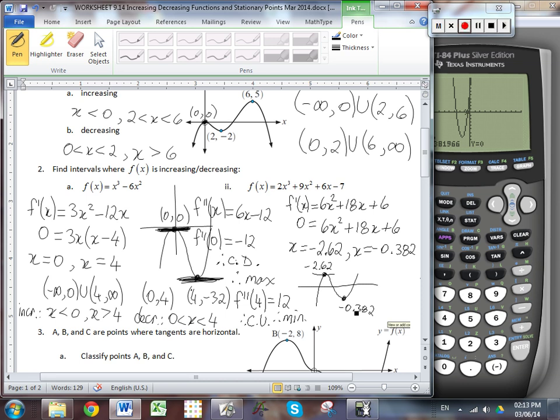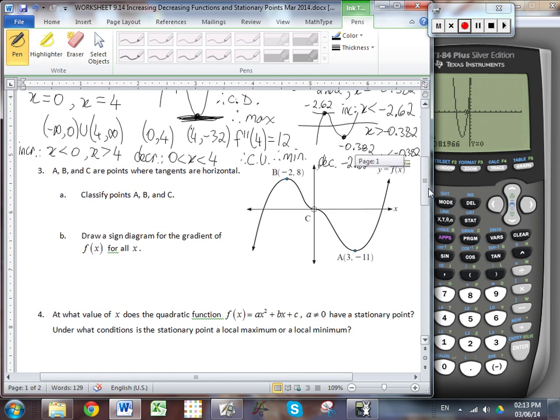And so our intervals of increase must be everything less than negative 2.62. So this is the increasing first: x is less than negative 2.62. And everything after, so everything greater than negative 0.382. And the interval of decrease will be everything that's in between those. Let's start with the smaller one: negative 2.62 is less than x is less than negative 0.382. Everything in between those, we can see that the graph is decreasing.